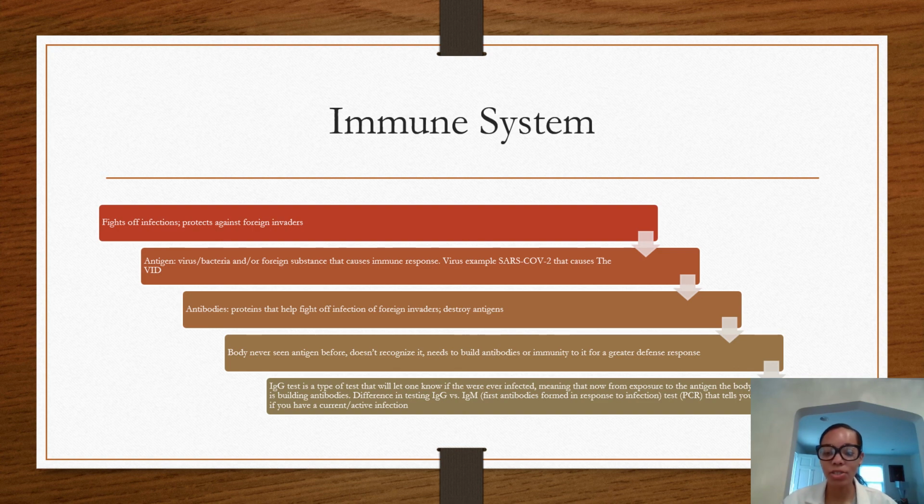This relates to the testing that's going on now as far as COVID testing, okay? So let me go ahead and highlight this area for you guys. Let me see if I can. So we have IgG and we have IgM, or IgG versus IgM. This is the difference in the type of testing that you will see out there for the VID.